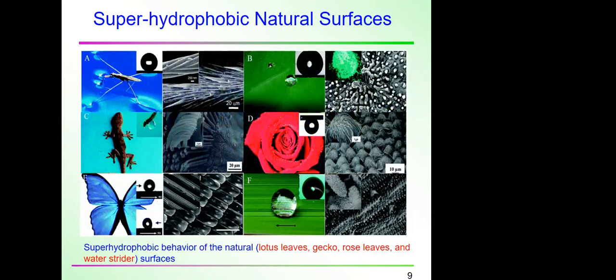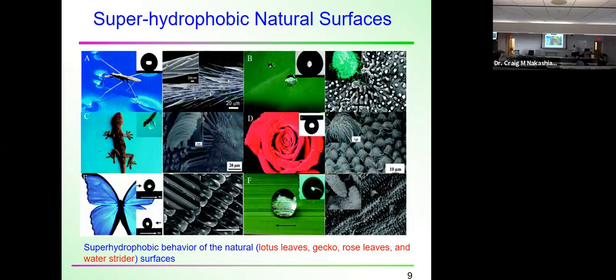There are some natural superhydrophobic surfaces, I guess. I think most of you are familiar with this water spider, right? Gecko, butterfly, rose leaf. This one is a lotus leaf, paddy leaves. This surface is not absorbing water. You see, the droplet forms like this on the rose leaf. You have seen this on the lotus leaves, water going off, right?